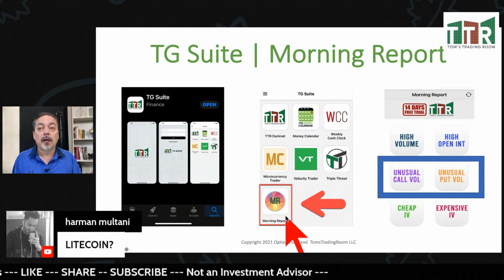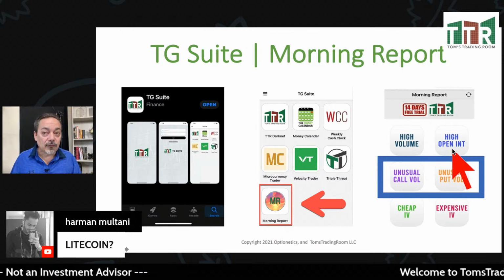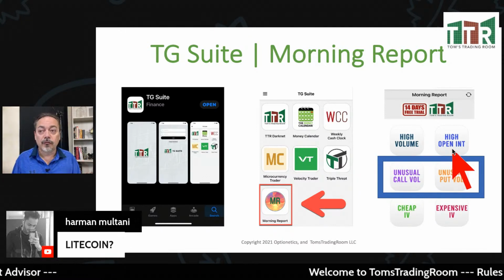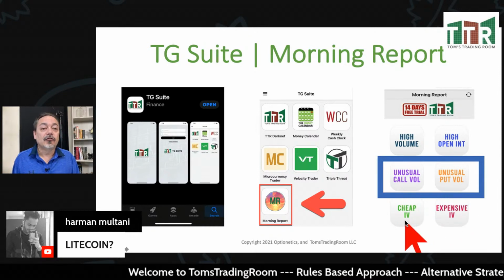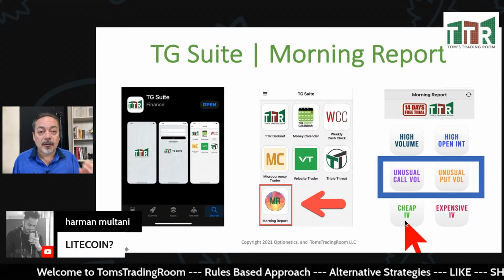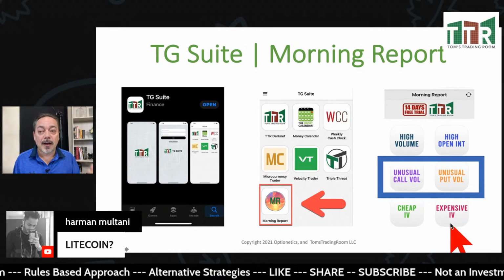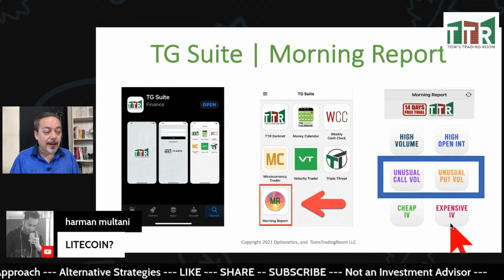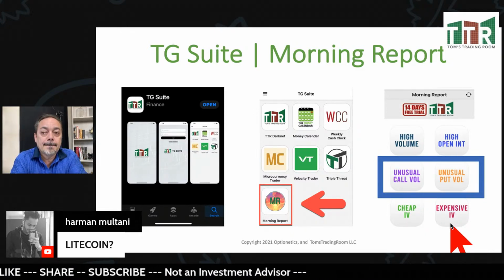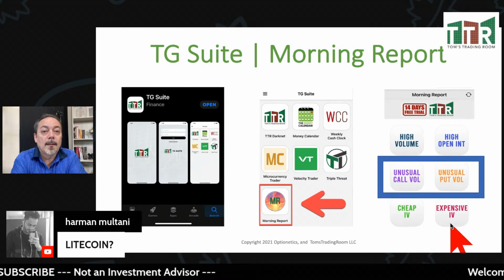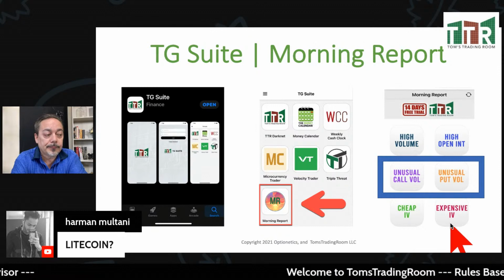Our morning report gives you lists of the highest volume stocks and highest open interest stocks on options. We're talking about options: unusual call option volume, unusual put option volume, cheap implied volatility, which means cheap options, and expensive implied volatility, which means expensive options. Today, I want to discuss call and put volume, and unusually high call and put volume.